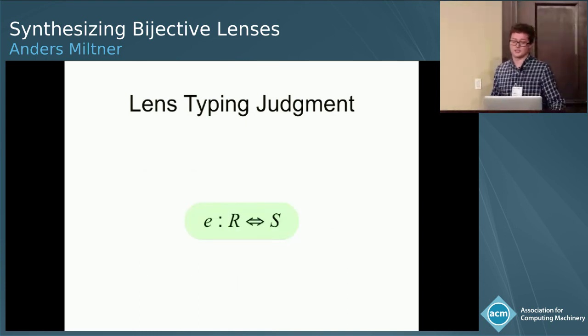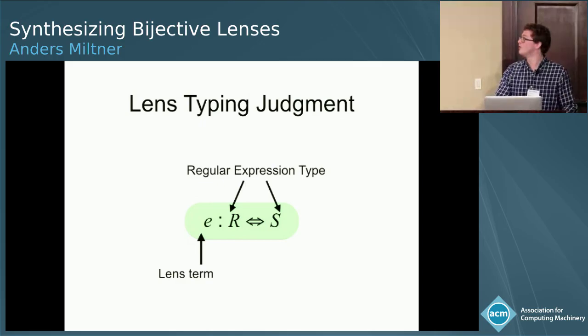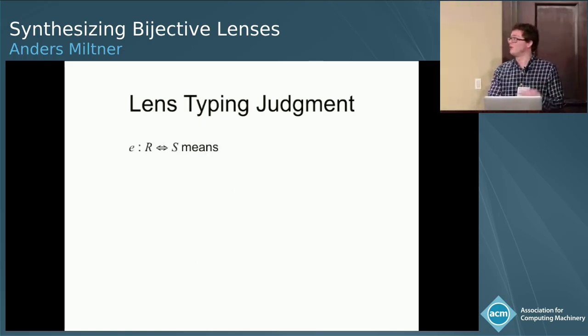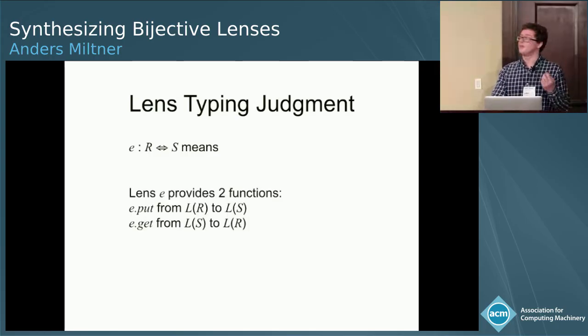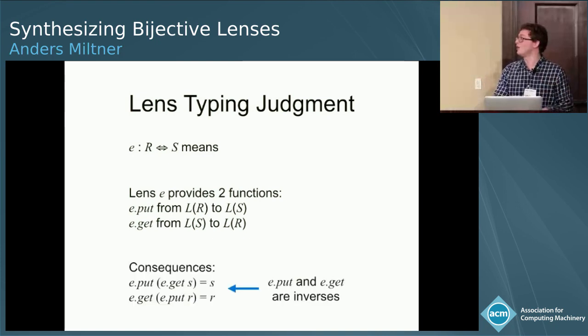So the typing judgment is a three-place relation. This would be pronounced E goes between R and S. So E is a lens term, and R and S are regular expression types. So E maps between the languages of R and S. If we have E goes between R and S, that means the lens E provides two functions, the put function from the language of R to the language of S, and the get function from the language of S to the language of R. And we also have that those two functions are inverses of each other.